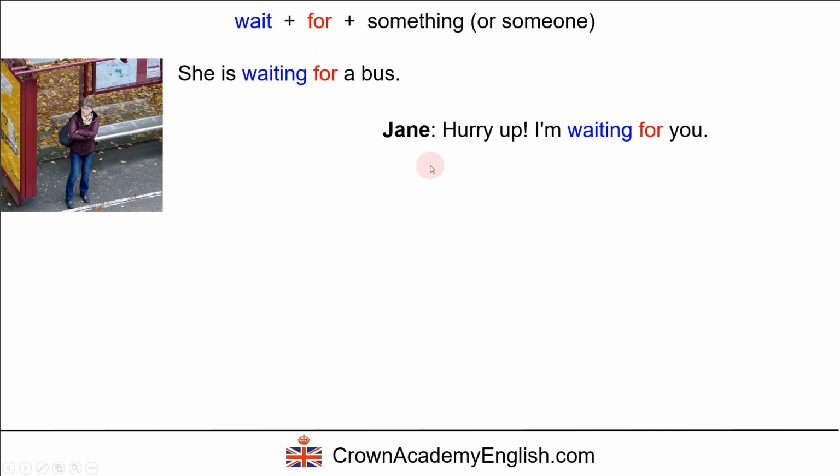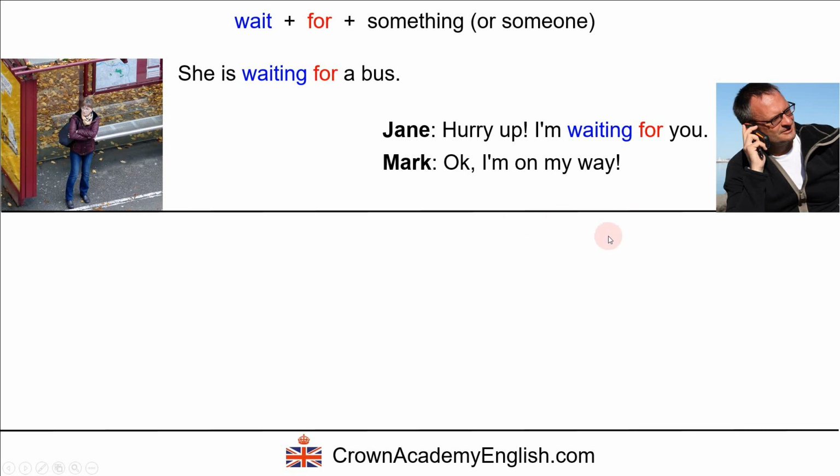Another example, Jane says, hurry up, I'm waiting for you. Mark says, okay, I'm on my way. So here, Jane says, I'm waiting for you. So waiting for somebody. This is a very good expression, I'm on my way. This means, okay, I have started my journey. I am walking. I'm starting to go to the destination. I'm on my way.